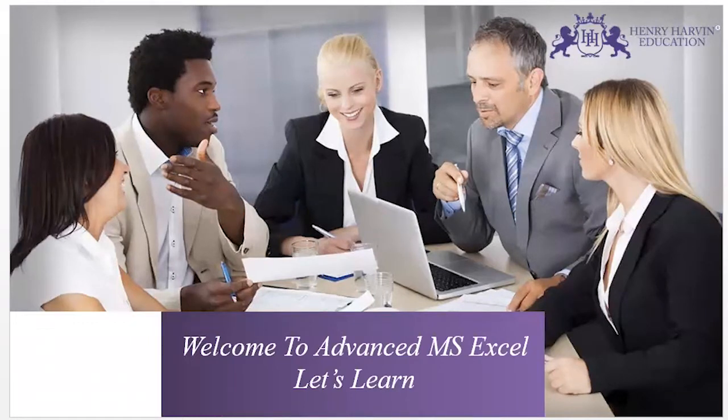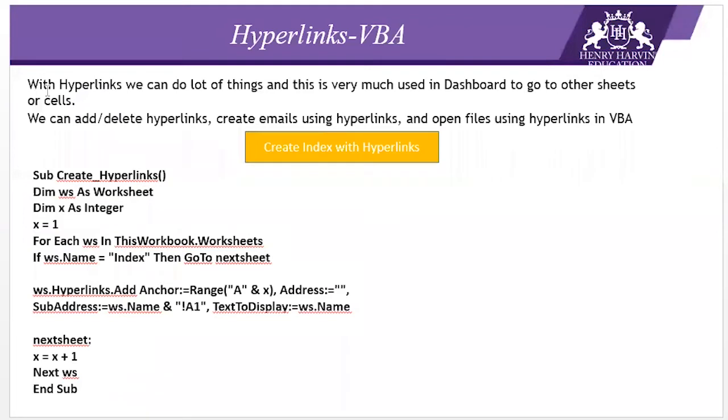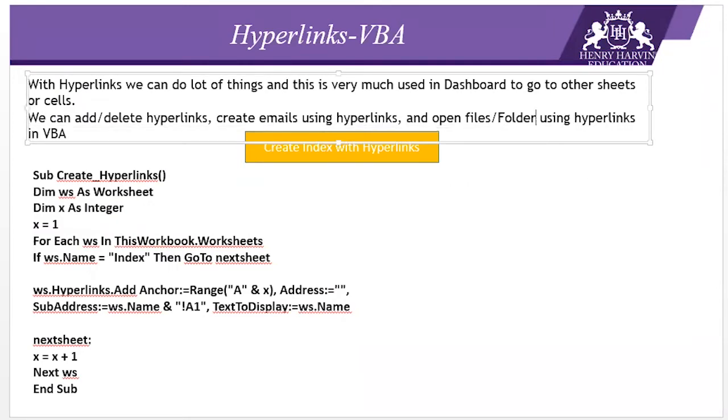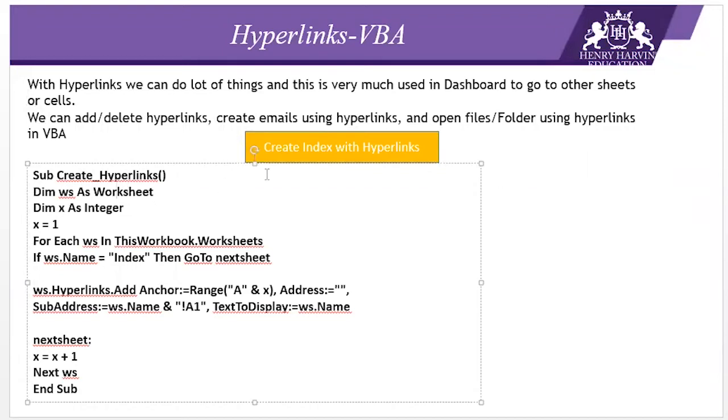So let me walk you through some small things we can achieve with hyperlinks. We can add, delete, create emails, and open files using hyperlinks. Open files and folders. Let me open this also. Folders using hyperlinks in VBA. So if you look at this code, it is very simple, very basic code.